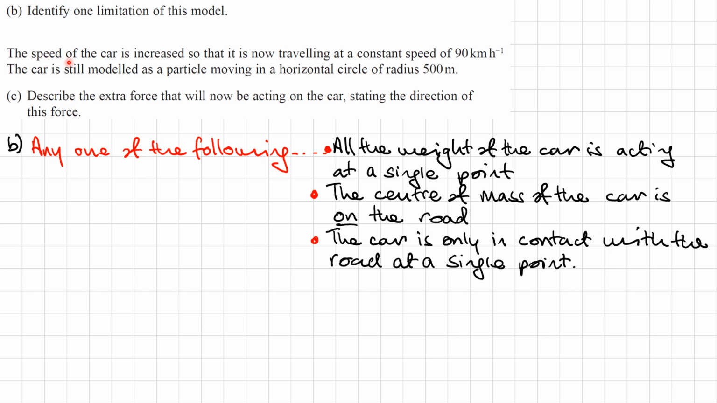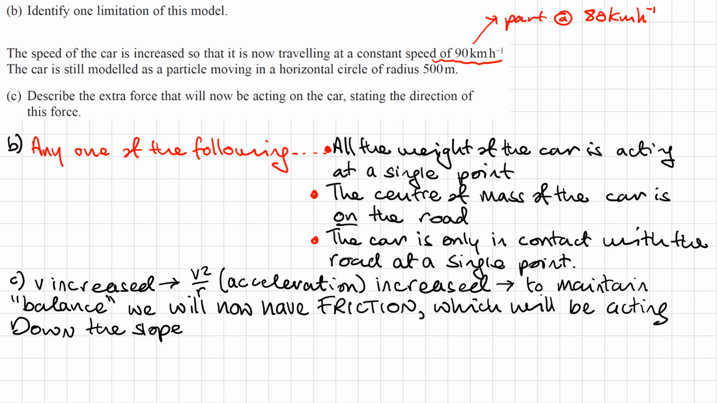Okay, the speed of the car is increased so that it is now traveling at a constant speed of 90 kilometers per hour. Now remember, in the previous part, in part A, that speed was 80 kilometers per hour, so it's now going faster. The car is still modeled as a particle traveling in a horizontal circle of radius 500 meters. Part C, describe the extra force that will now be acting on the car, stating the direction of this force.